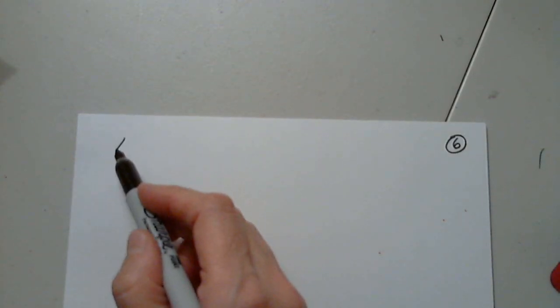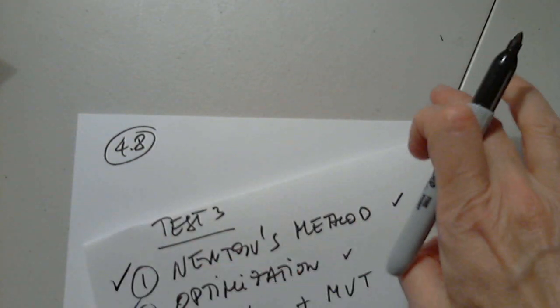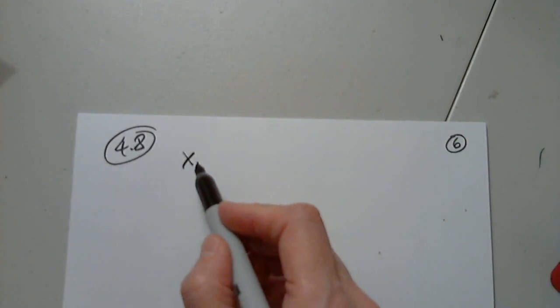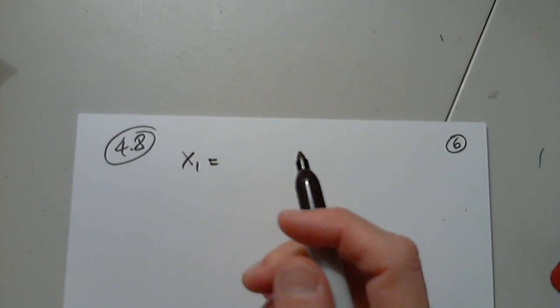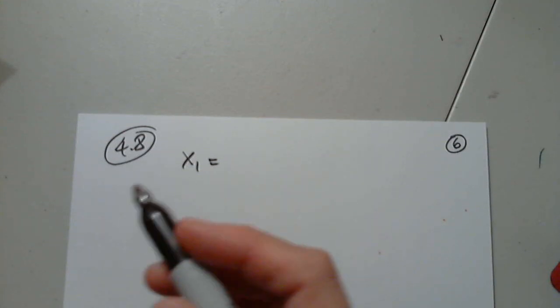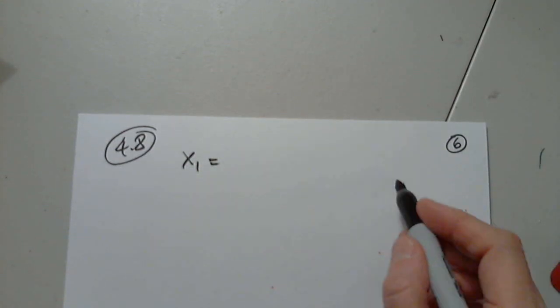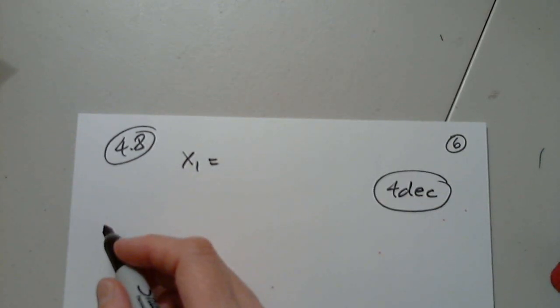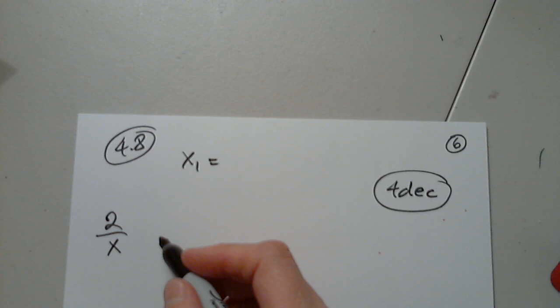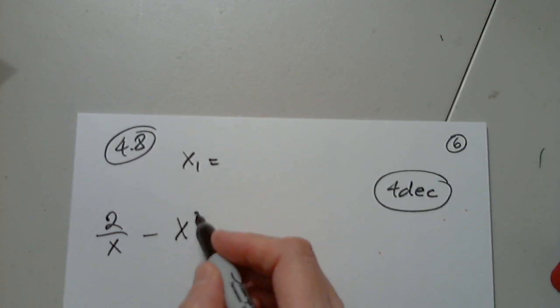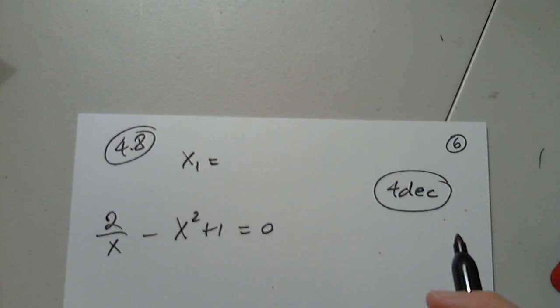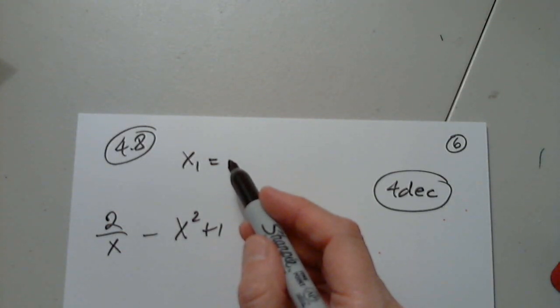I'm trying to find the work so I can try and figure out my error. Yeah, so Newton's method is in 4.8. Use Newton's method with the specified initial approximation x sub 1 to find x sub 3, the third approximation to the solution of the given equation, round to 4 decimal places. And it's 2 divided by x minus x squared plus 1 equals 0, and x sub 1 equals 2.